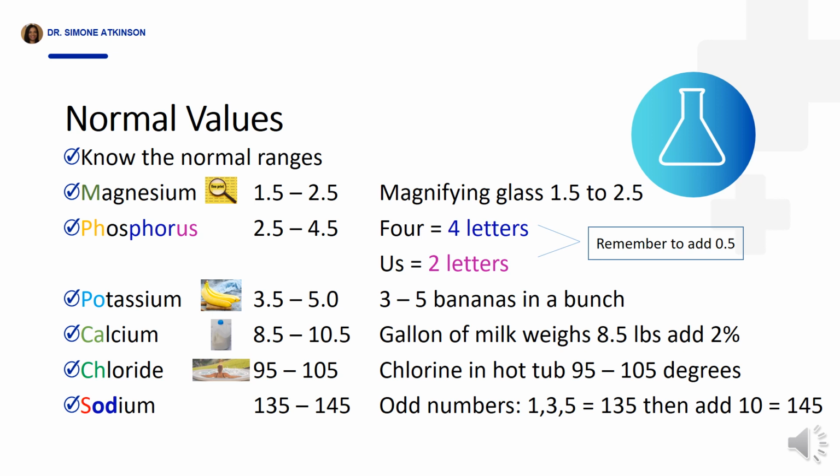Also, you'll notice the alphabetical order of the first 3. Magnesium, M comes before pH, phosphorus, and pH comes before PO, potassium. So you first have magnesium, then phosphorus, then potassium in that order for the ranges. And then the last 3, you have calcium, which will come before chloride. Ca comes before CH, so that you can remember calcium is the 8.5 to 10.5, then chloride is 95 to 105, and then sodium is last.